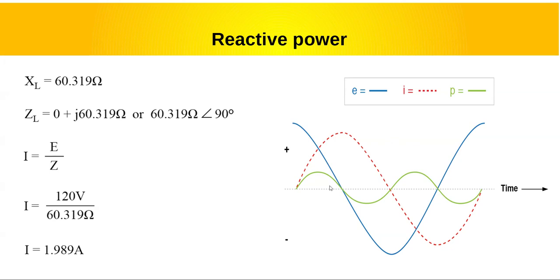You're charging up the magnetic field, you're discharging the magnetic field. What did you say about the average power? Zero. Well, the green line is power, and this dotted line is zero. So I have an equal amount of power on the positive side to what I have on the negative side, so they cancel out. The average is going to be zero.